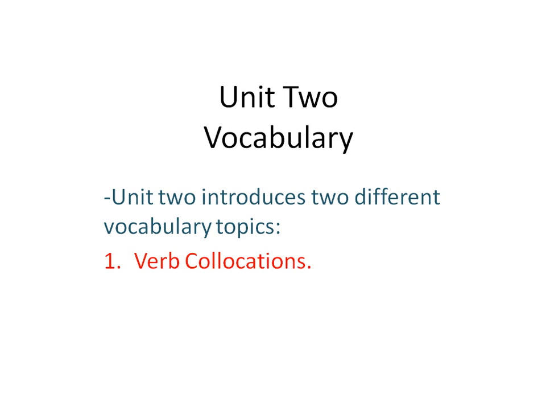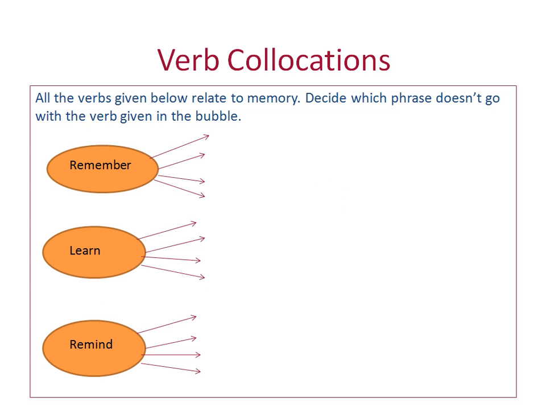The first one is given on page 17 in the student's book. It deals with verbs that relate to memory, so verb collocations. The second topic is given on page 21 and deals with phrases with time. Let's have a look at the bubbles given, check the meaning of each one of them, then cross out the phrase which doesn't really go with the verb given in the bubble.